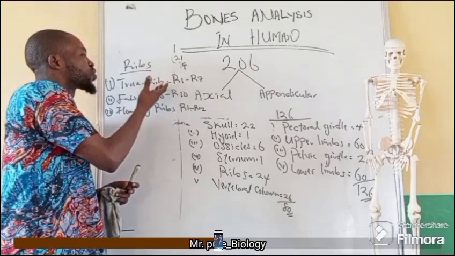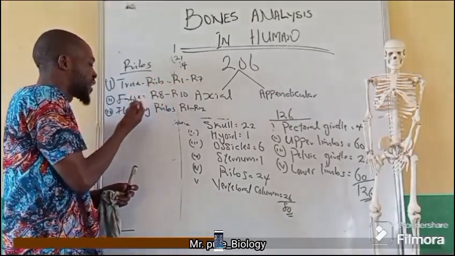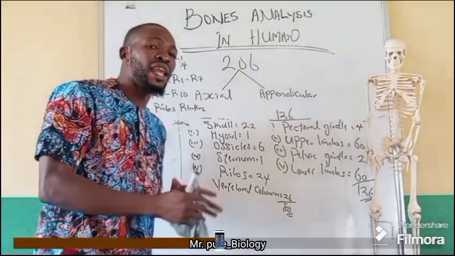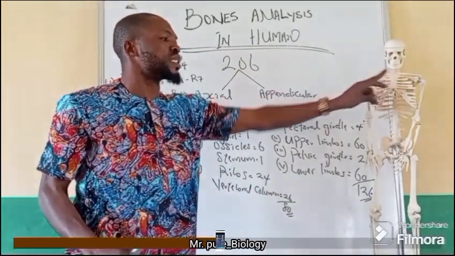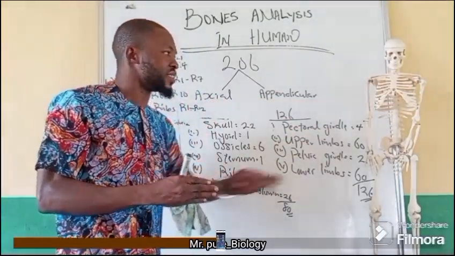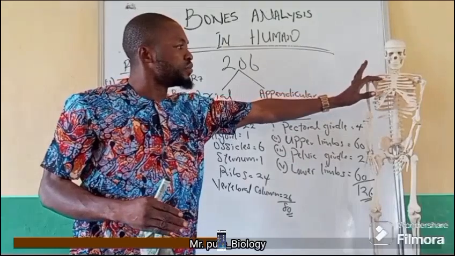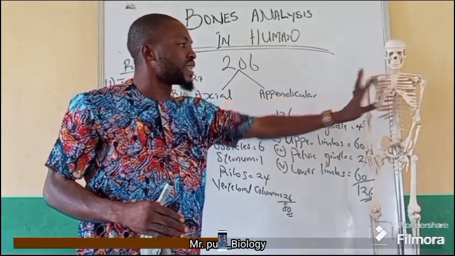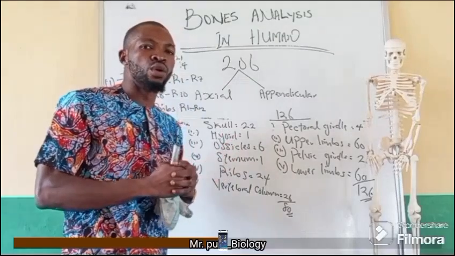So why is one called true rib, why is one called false ribs, and why is the other called floating ribs? True ribs are the ribs that are really attached to the sternum by their fibrocartilage. That is, you can see rib 1, rib 2, rib 3, rib 4, rib 5, rib 6, rib 7. You can see they are really attached to the sternum. That's why they are called true ribs.